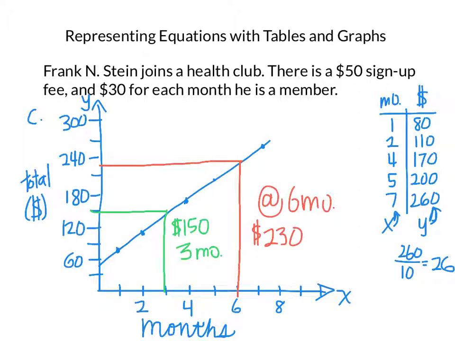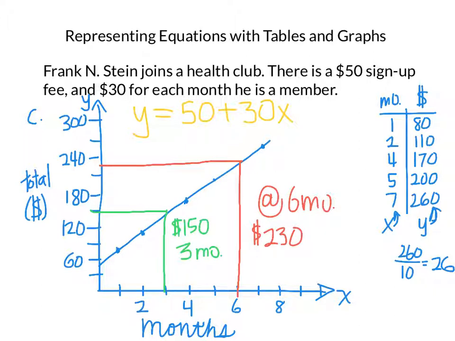Next, we need to write an equation. So our equation is going to be what the total cost equals. So the total cost is going to equal the initial amount, $50, plus what Frank is paying per month. So 30x.